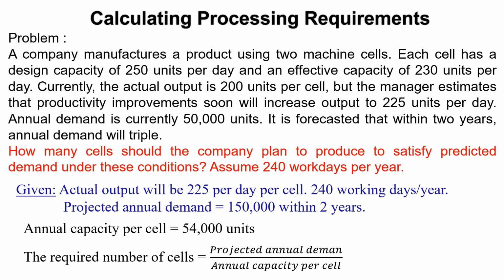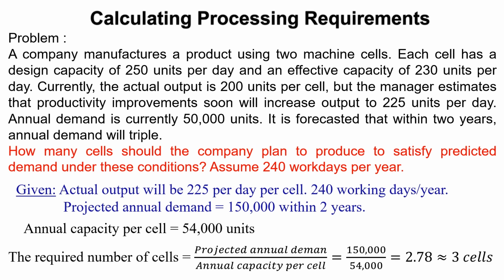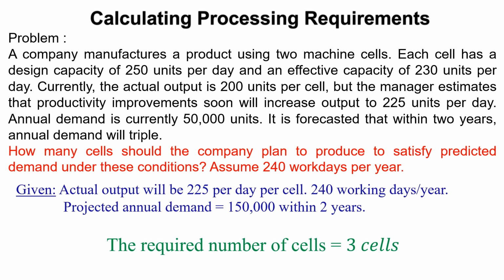To calculate the required number of cells, simply divide the projected annual demand by the annual capacity per cell. This is equal to 150,000 divided by 54,000 equals 2.78, which rounds up to 3 cells. So, the company should plan to produce 3 cells to satisfy the predicted demand under the above conditions.